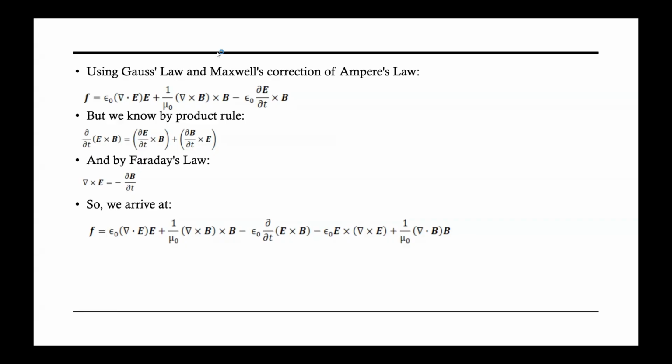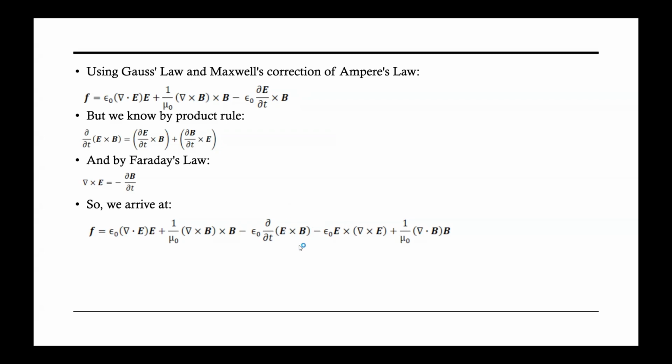And this is, of course, distributed over the cross product of B. And then we can use the product rule and Faraday's law to get this in terms of this time derivative over a single term and not involved with any cross products. And this will be useful later on in the derivation.